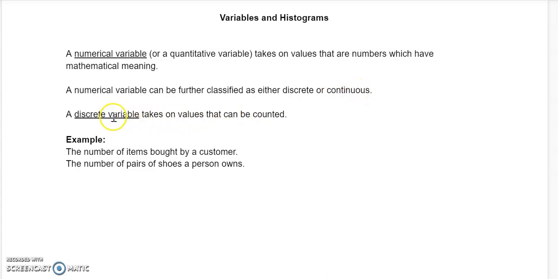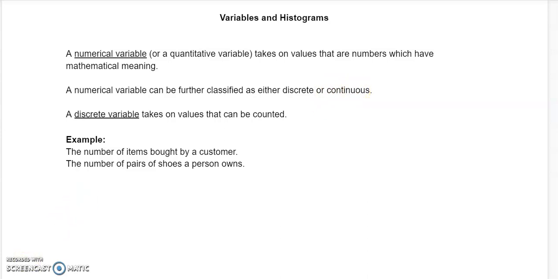So a discrete variable takes on values that can be counted. Okay, so here's an example. For example, a number of items bought by a customer. Well, you can count the number of items, so it would be a discrete variable. Also, the number of pairs of shoes a person owns, you can count them, so that would be a discrete variable. And now let's look at continuous variables next.